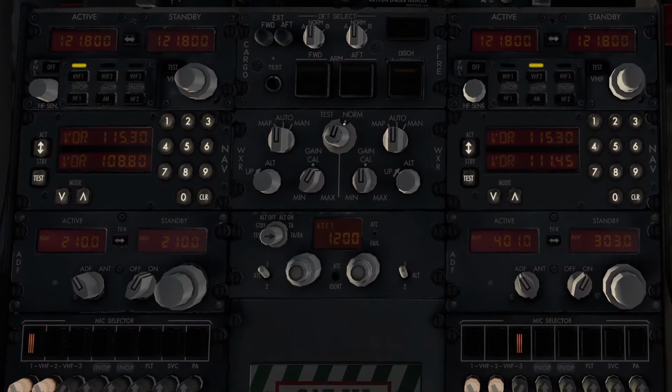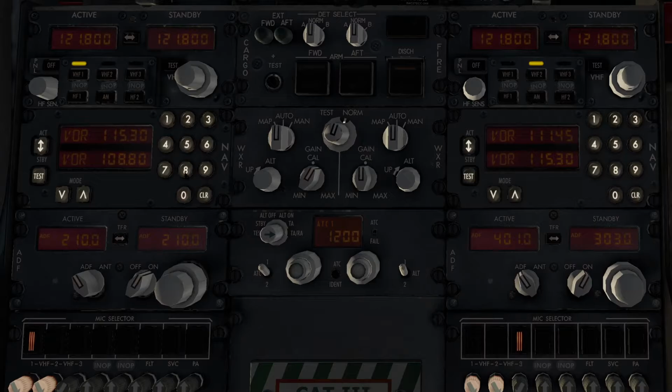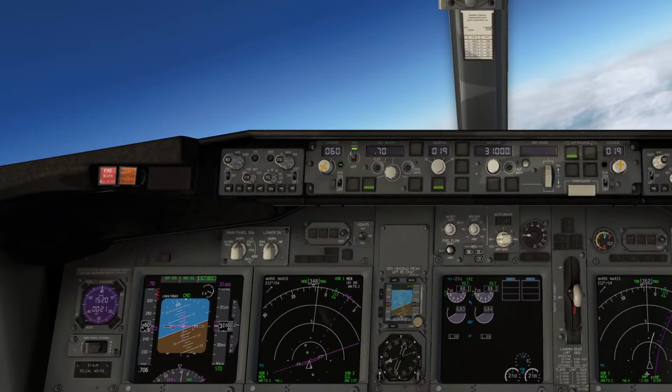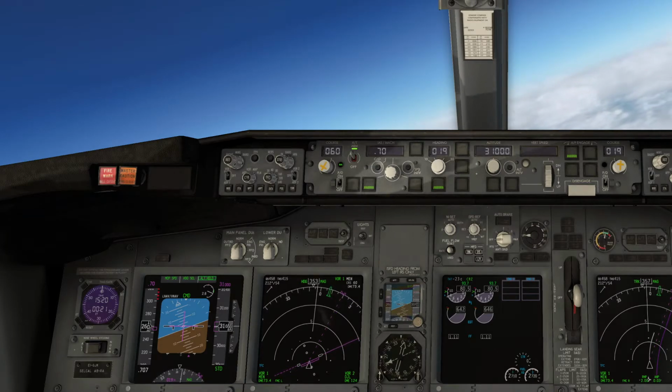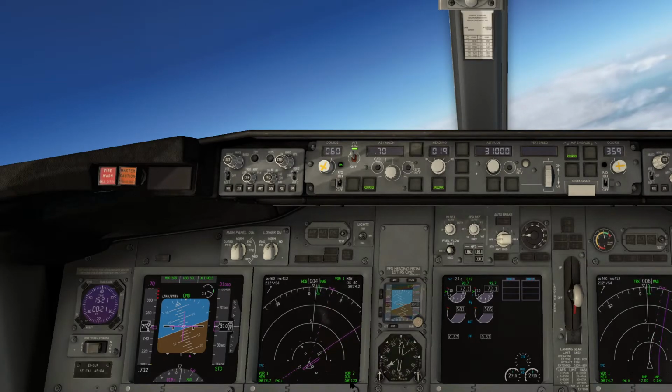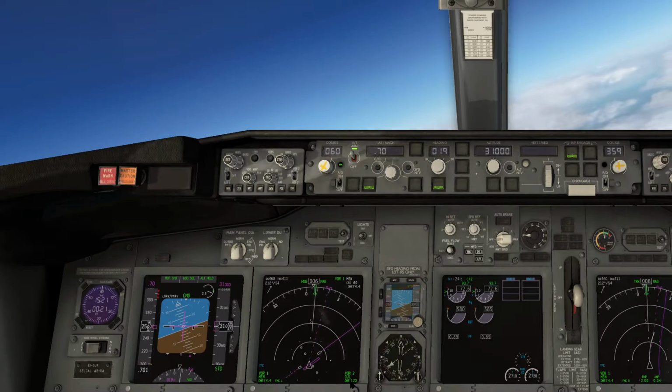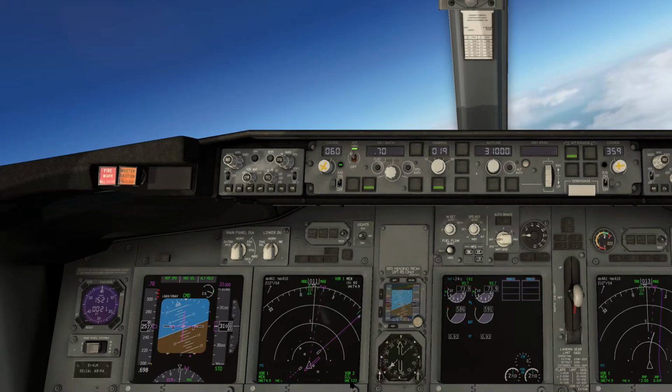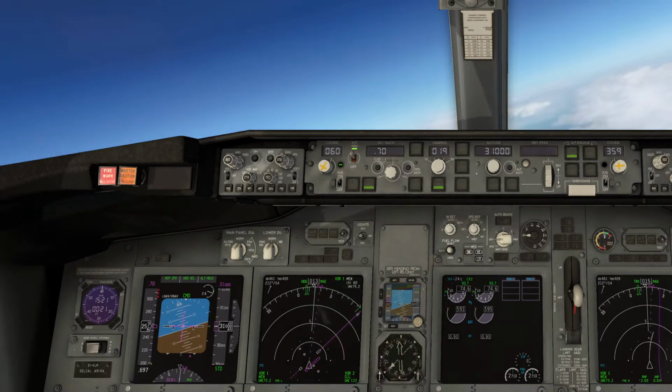And we can switch the Dijon 111.45. That will be 359. Dijon is already tuned. The next waypoint below will be on the Dijon 359 course 73.